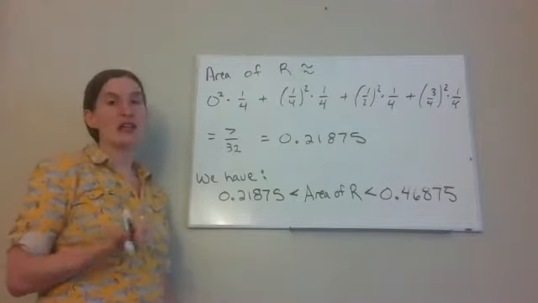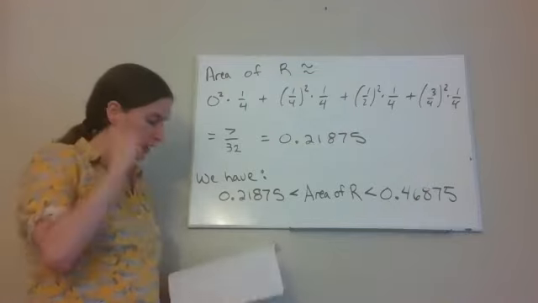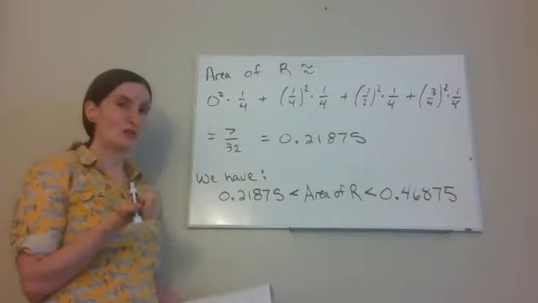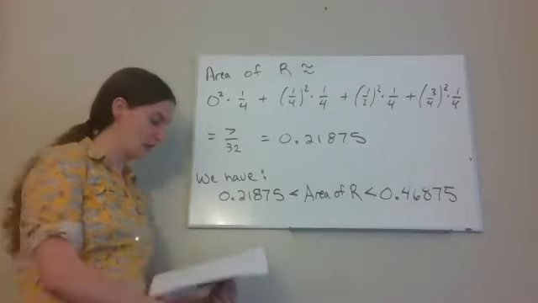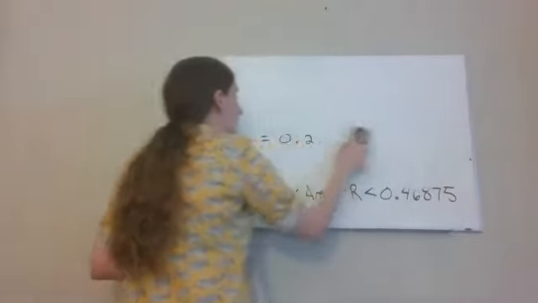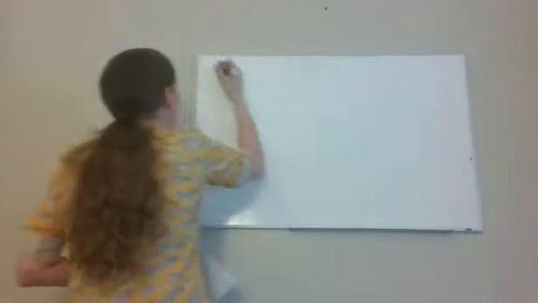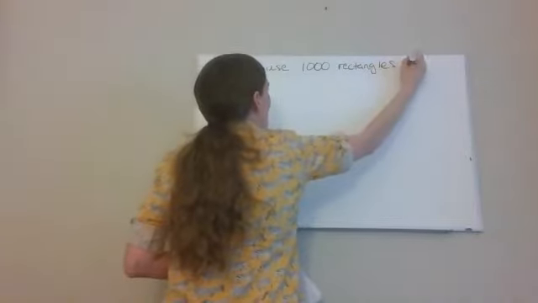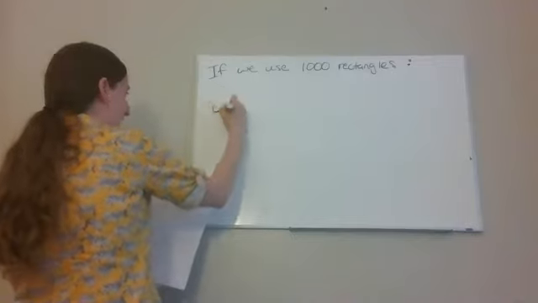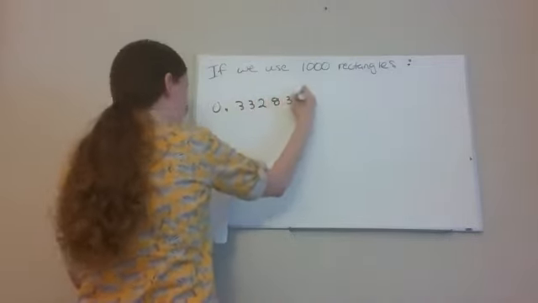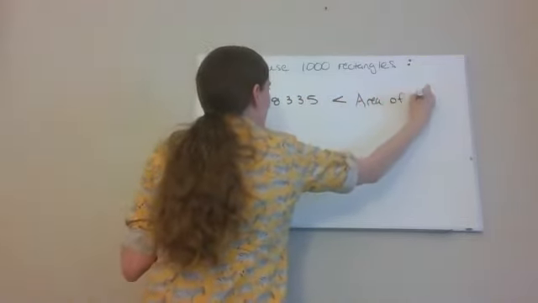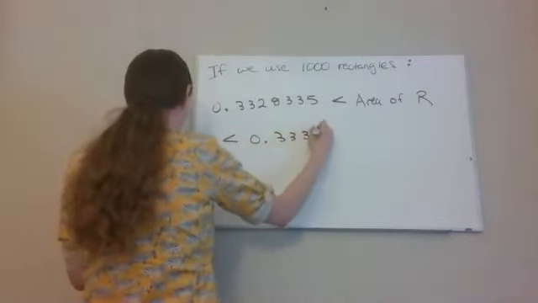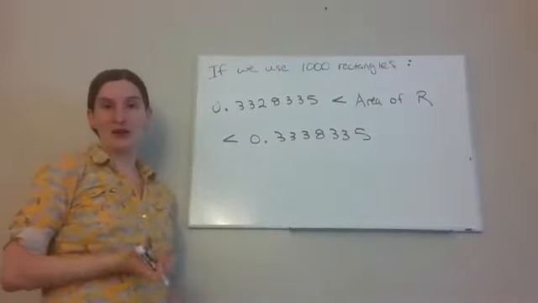But how could I make this estimation even better? The answer to that is more rectangles. I'm not actually going to do it up here because this is very difficult to do by hand explicitly. But let's just say I happen to use 1,000 strips and 1,000 rectangles to do this. If we had happened to use 1,000 rectangles to estimate this area, and still do the same exact technique, but just with 1,000 rectangles instead of 4, I get that my area of the region is some value that's between 0.3328335 and 0.3338335. And that is a much closer estimation there.